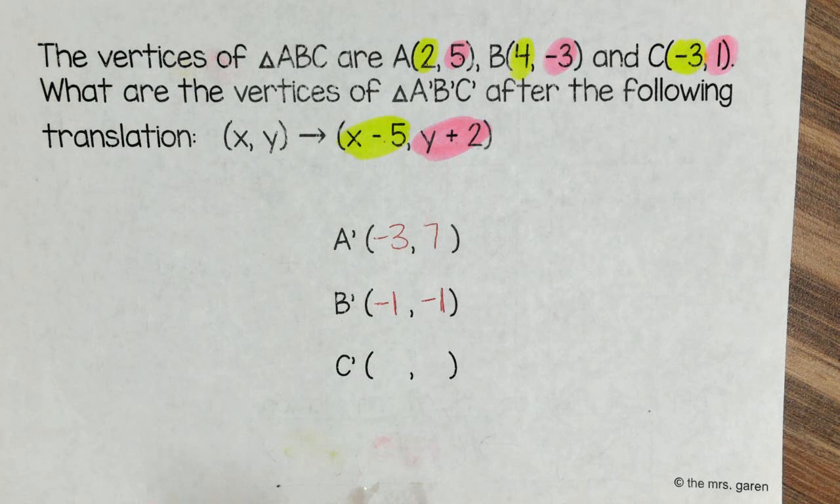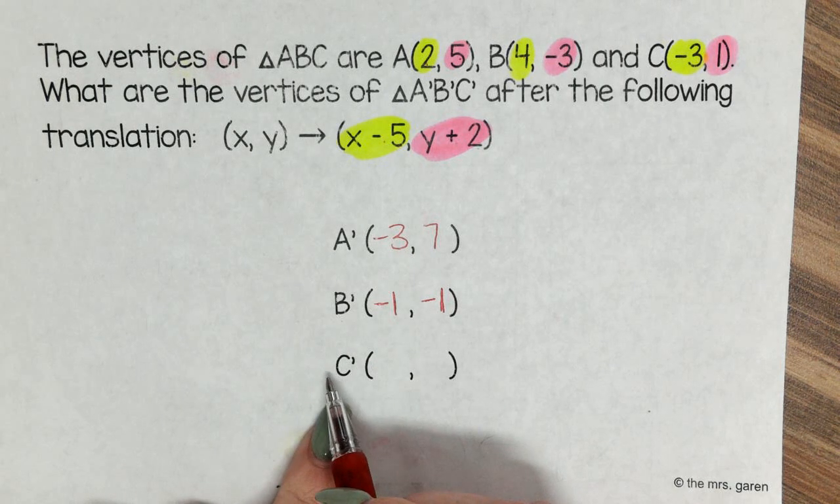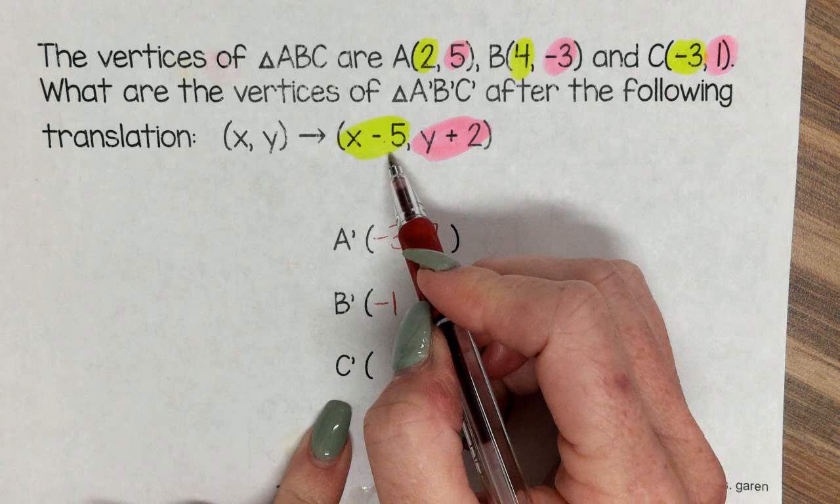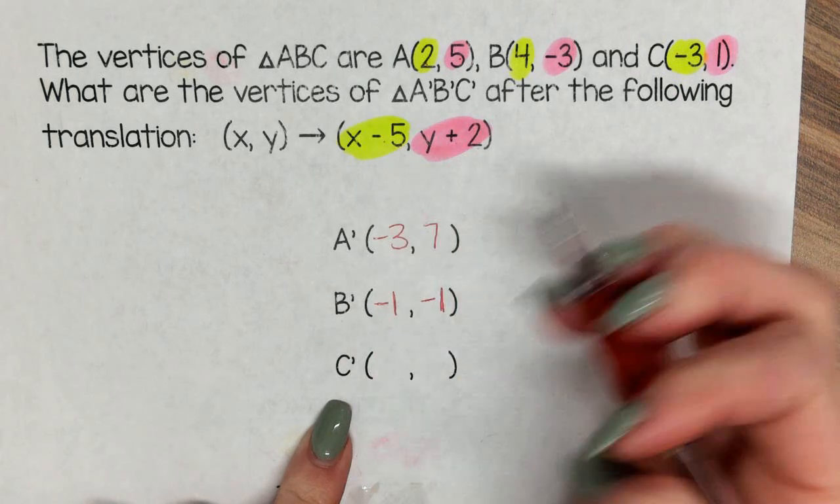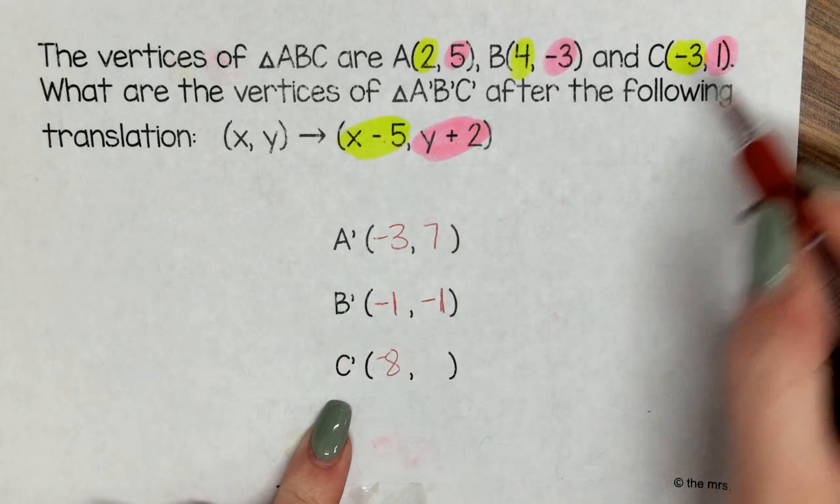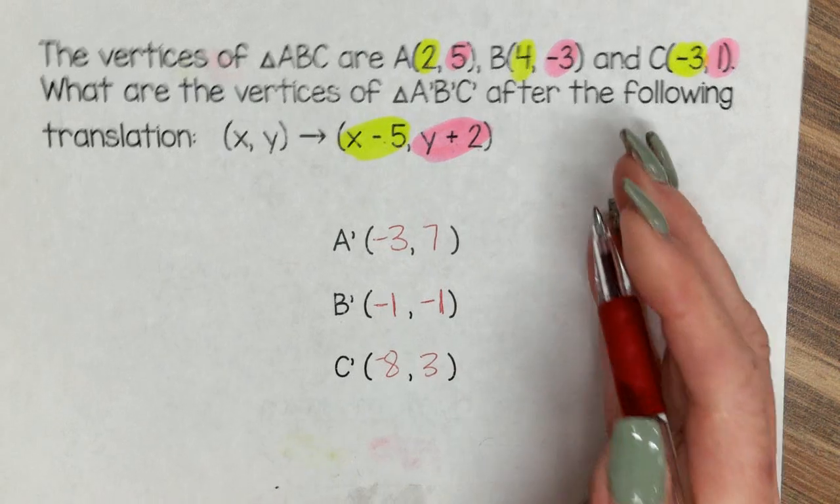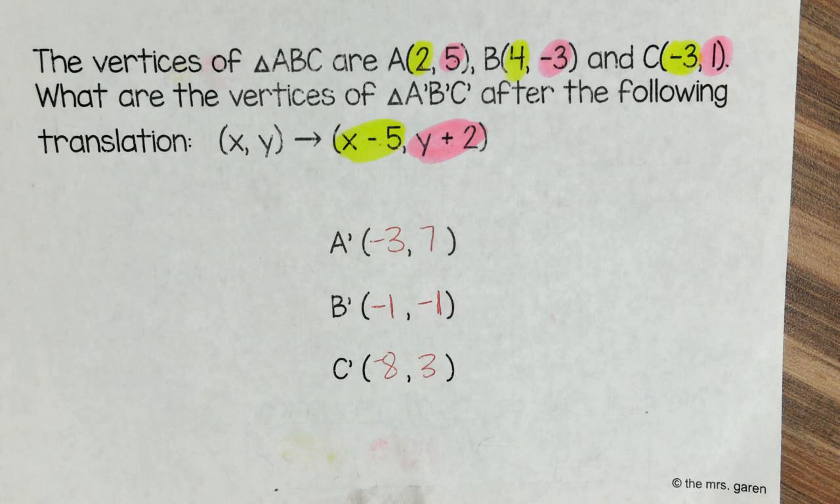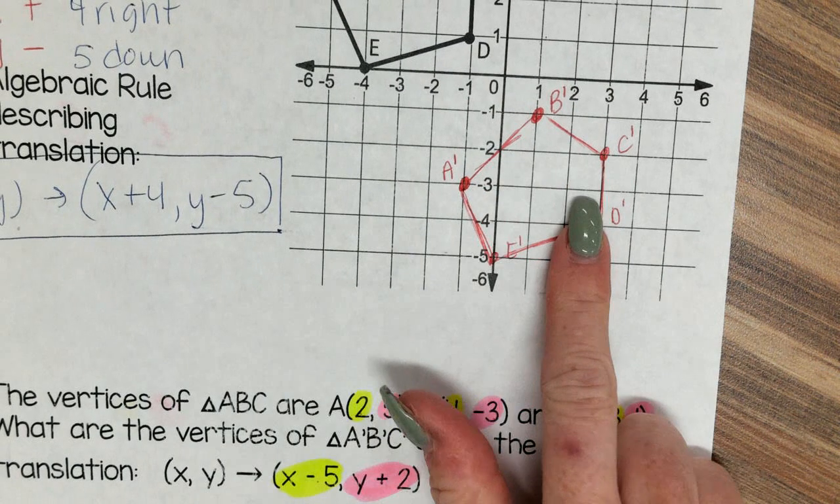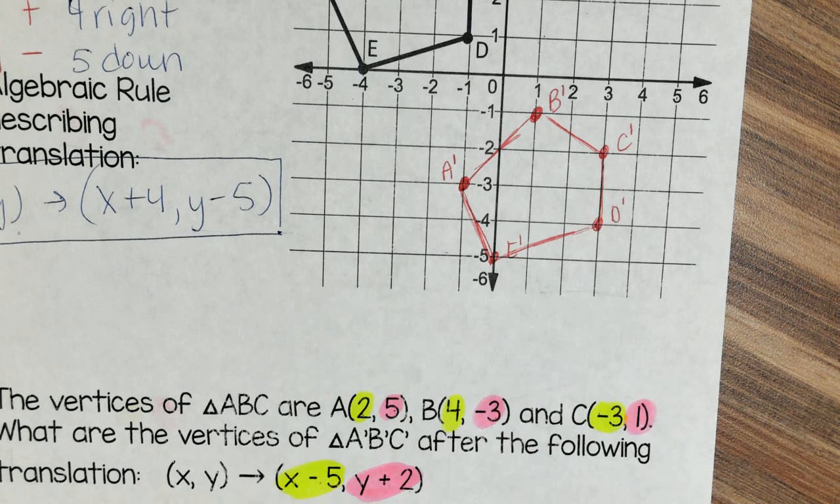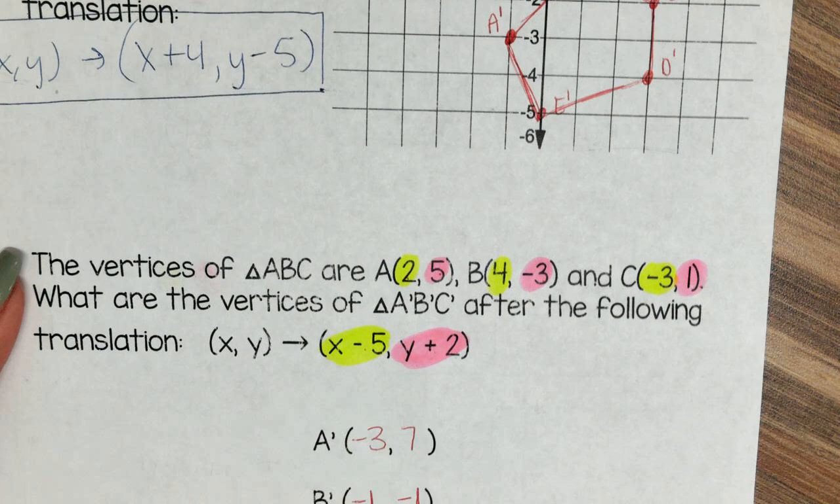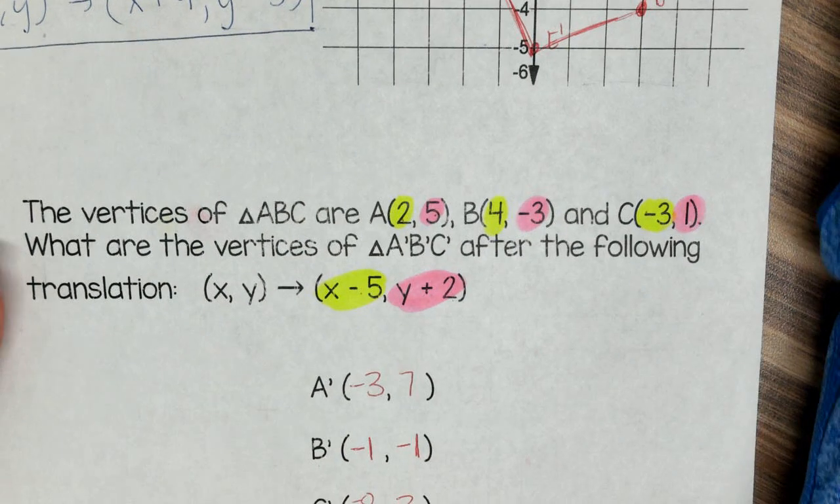All right, let's look at the C value. Negative 3 minus 5 is negative 8. And 1 plus 2 is 3. So you can write new coordinates by graphing and then seeing the coordinates, or you could do it totally without a graph just by knowing the rule. Yes? All right, I'm going to pass these out.